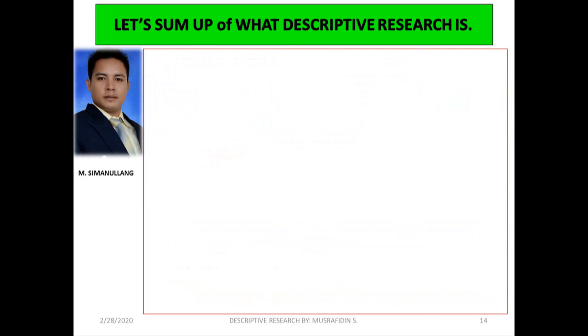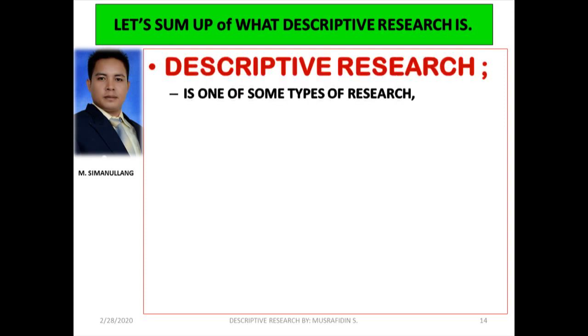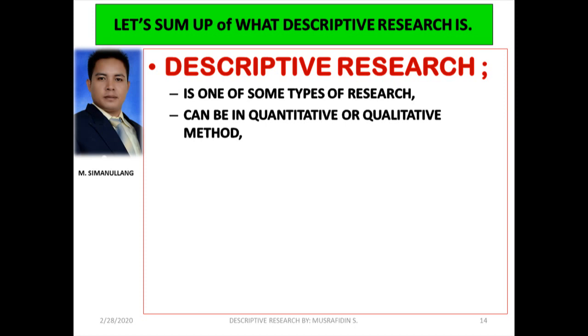Let's make a conclusion or summary of what descriptive research is. Descriptive research is one of some types of research. That's true, because there are some types of research, and one of them is descriptive research. Descriptive research can be in the method of quantitative or qualitative. It means the way the data is collected and analyzed can be quantitative, which is descriptive statistics, and also it can be in the form of qualitative method.